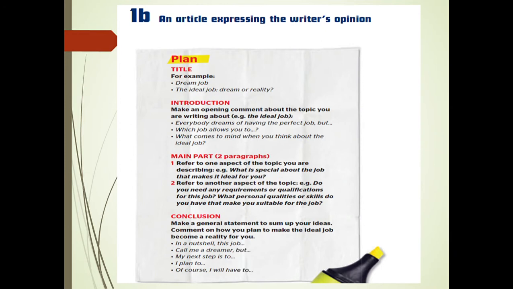Here is the plan. Page 12, article expressing the writer's opinion. You are going to write about your dream job or your ideal job or even an unusual job. Give a catchy title in the beginning. Then, how many paragraphs are you going to write? Four. The first one, we can call it introduction. Make an opening comment about the topic you are writing about.